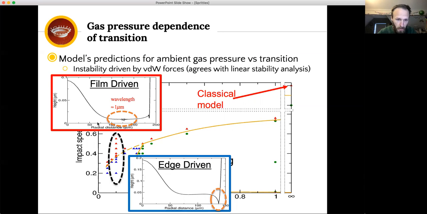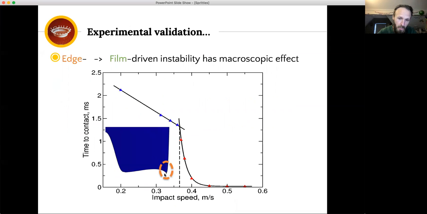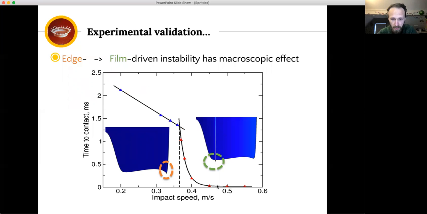So what I'm going to do now is look down here, which is changes in impact speed at reduced pressure, and see how this change in instability changes macroscopically the drop's behavior. So what we see in particular is that for the edge-driven instability, it takes a few milliseconds for the drop to contact, a few milliseconds from when it would have contacted ordinarily in vacuum. In contrast, for the film-driven instability, the contact is almost instantaneous. So the nice thing about this experiment is you can do it just with a side-on camera. The minute it touches down, it will wet, so you can just measure the time up to that point.